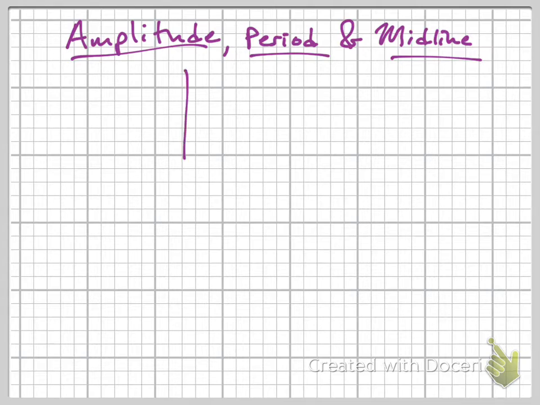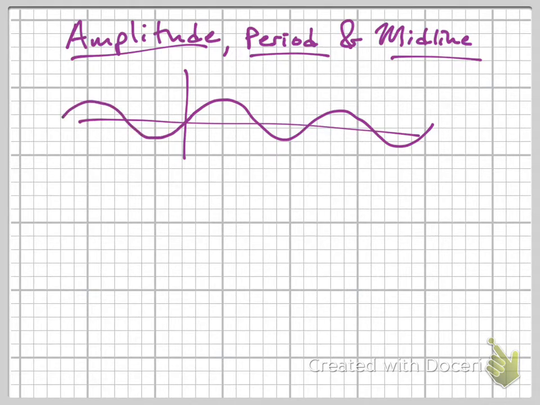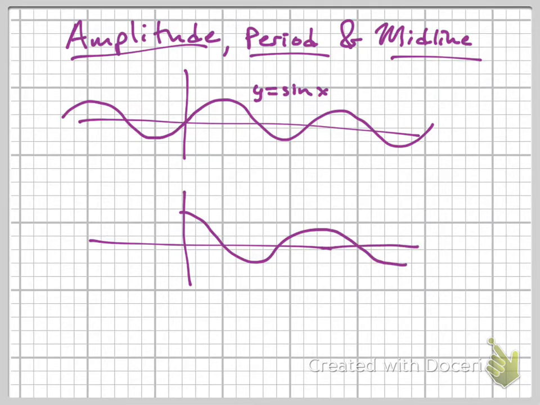If I'm just to do a quick sketch, our sine is like this, where it starts at 0, that would be y equals sine of x, and our cosine starts at 1 and then has the same type of curve, that would be y equals cosine of x.